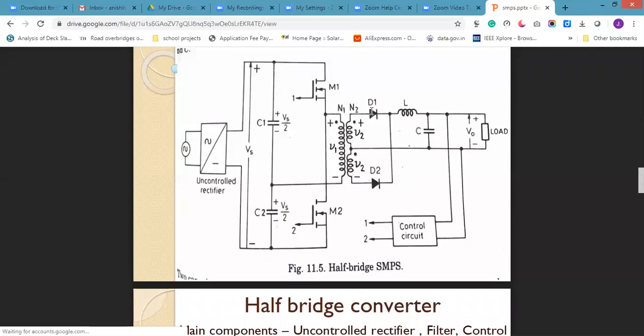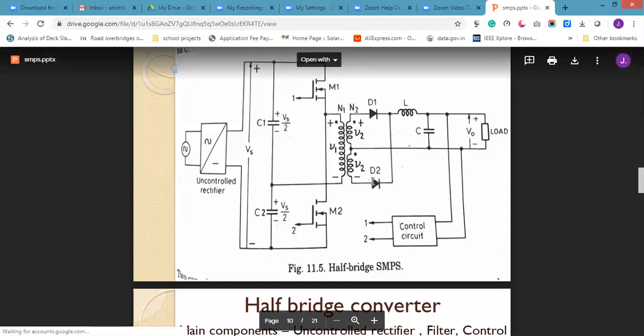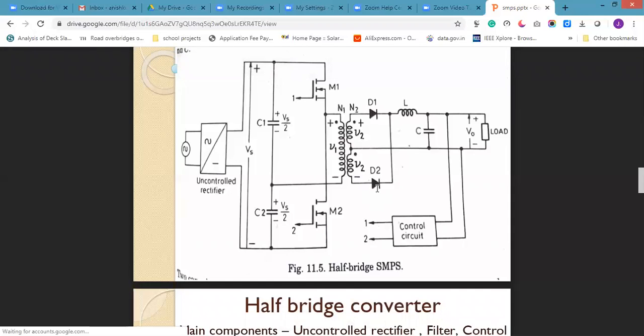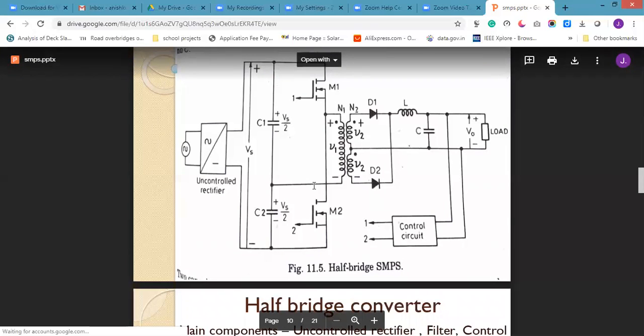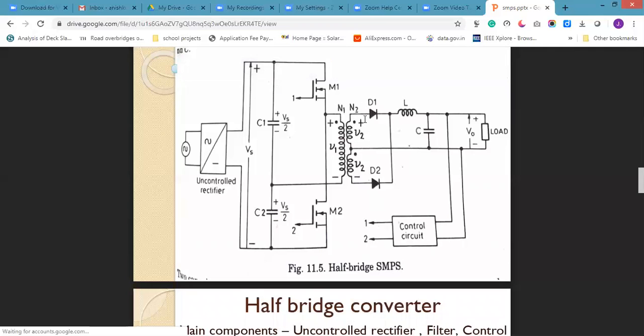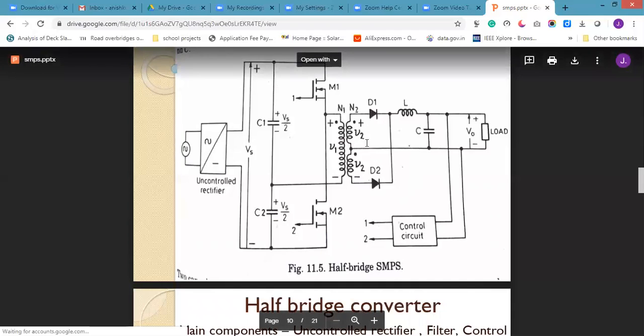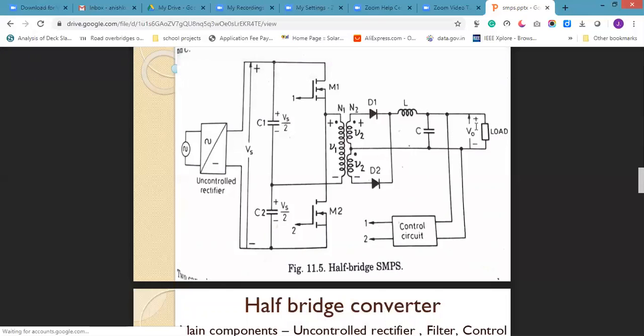Now the diode D1 is reverse biased and diode D2 is forward biased, so D2 will turn on. The current will flow from plus, go to the filter and load, and come to the negative. Like this, continuously the switch M1 is on, then M2 is on. So you will get positive and negative voltage in the secondary of the transformer. By using the rectifier, you are converting that AC into DC. The filter is used to remove the ripple current, and here we get the output voltage.